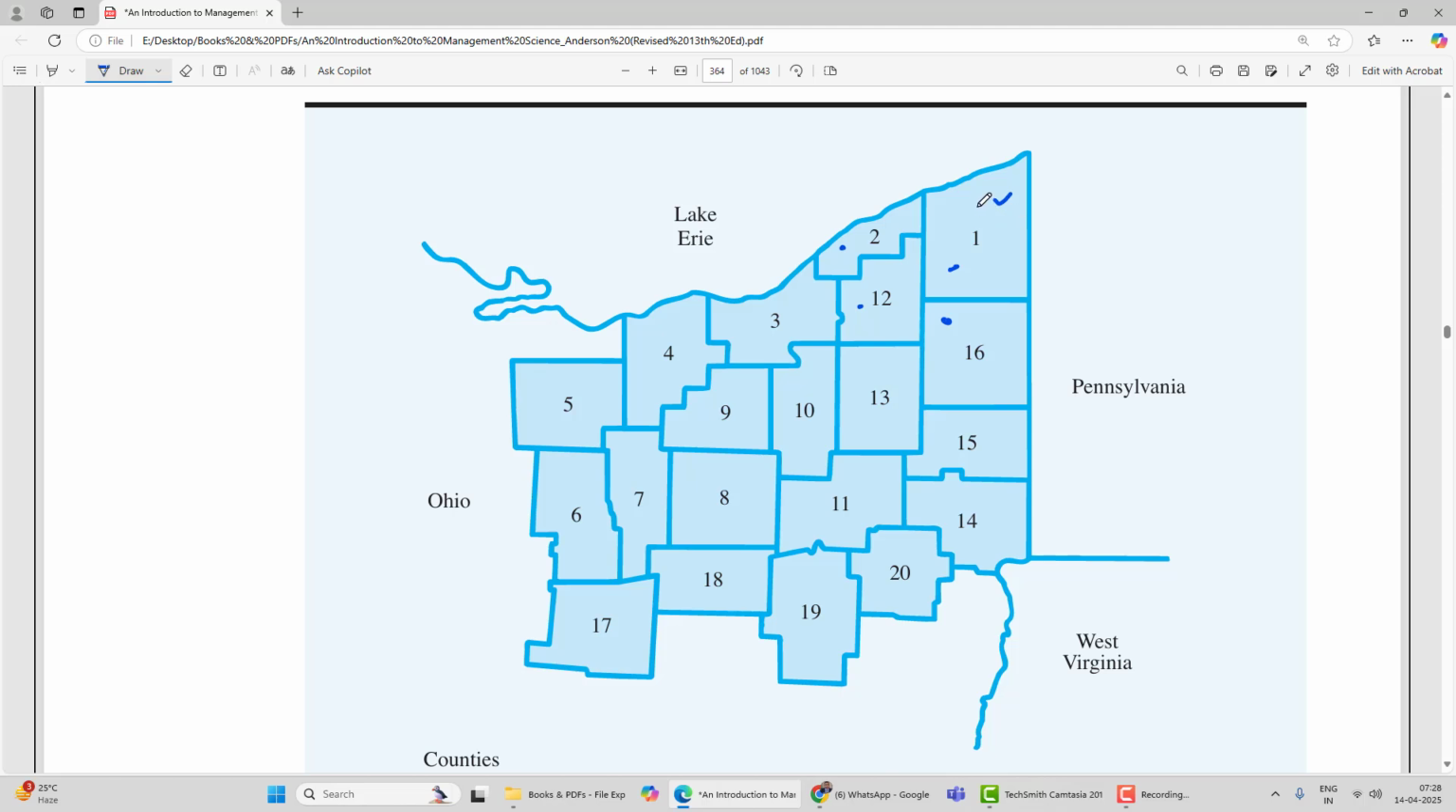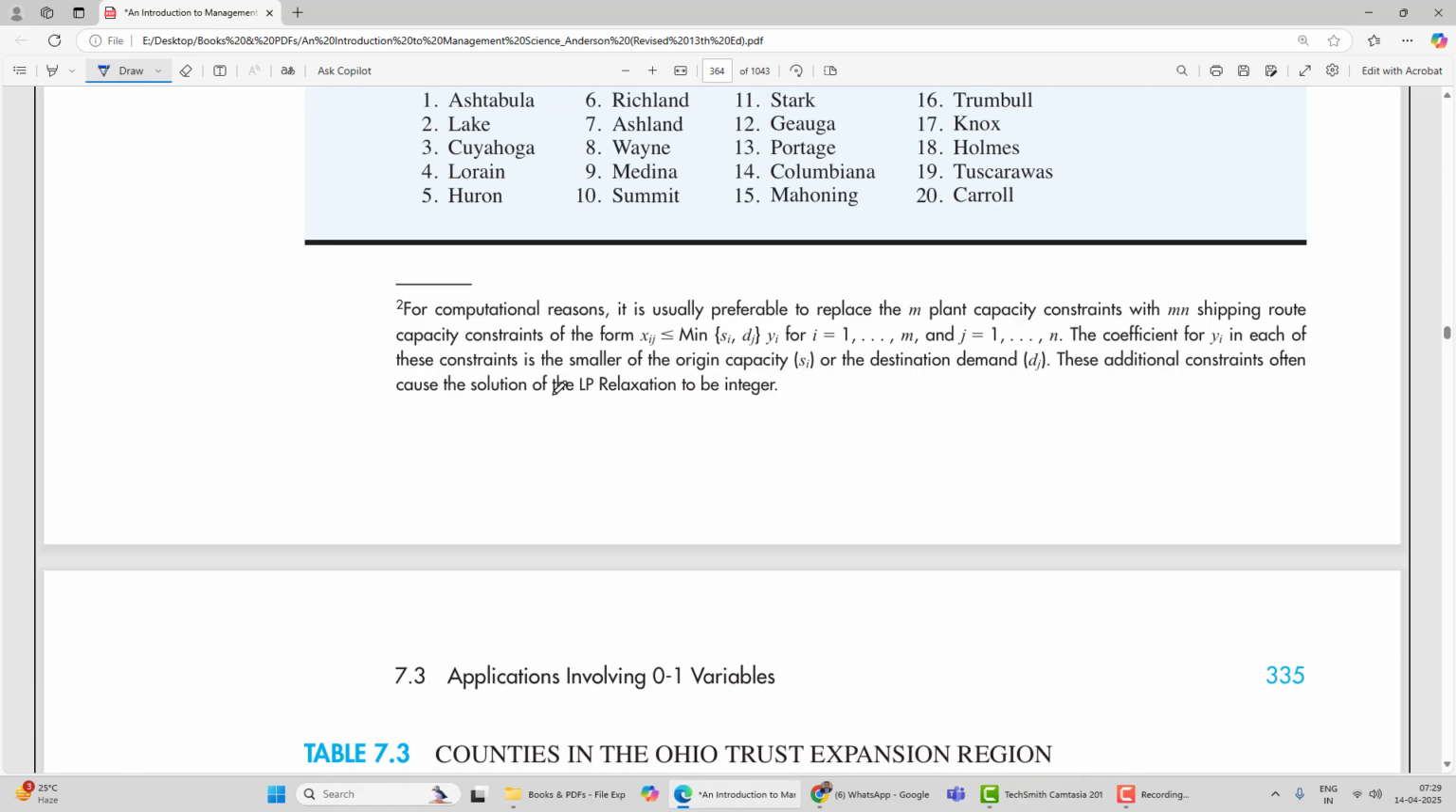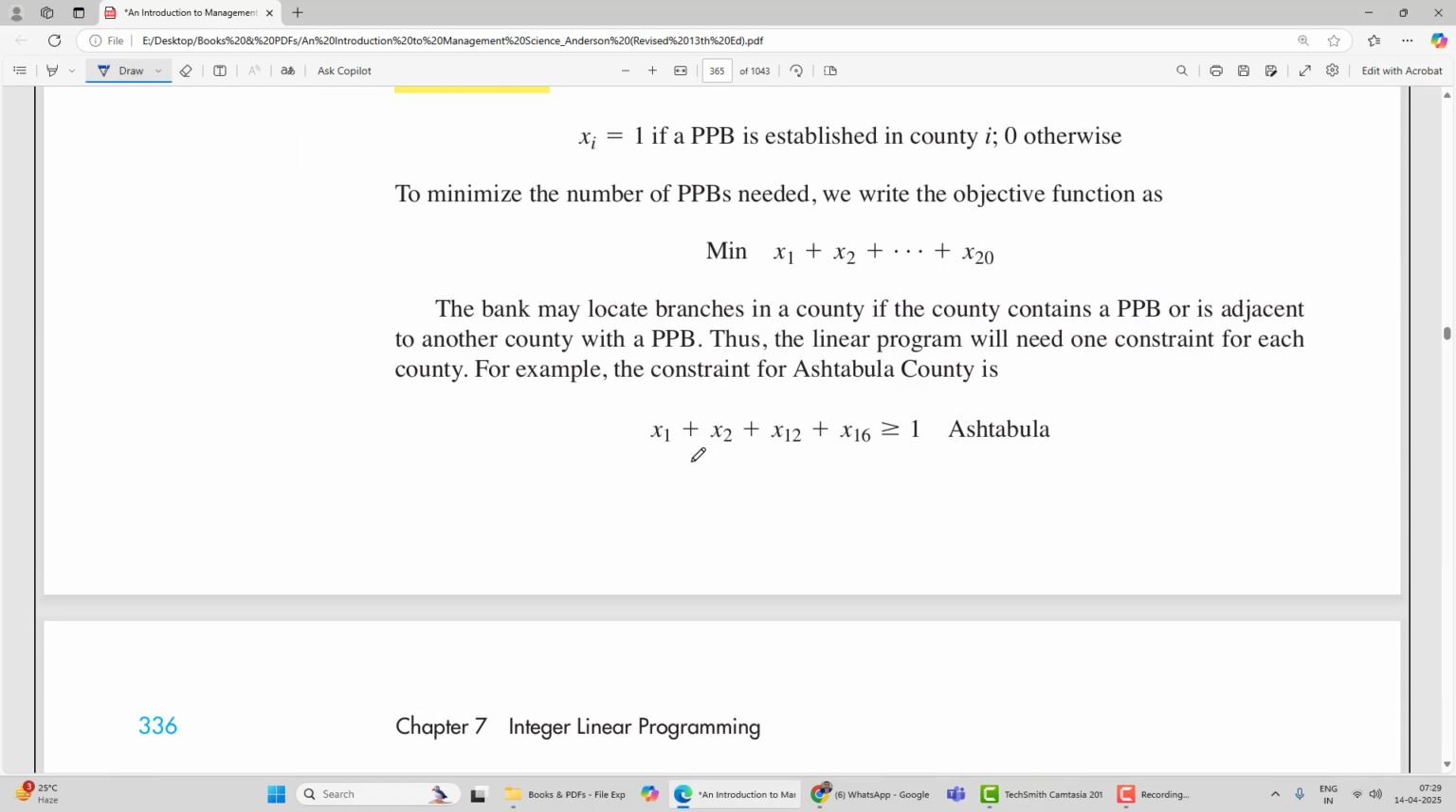To do business in county 1, the PPB requirement is either 1 or 2 or 12 or 16. Even if there are PPBs in both, that will do, or PPBs in 4 also, but that will increase our total cost. But we have another equation, our objective function, that will take care of minimization. Currently, we are trying to establish the constraint that to do business in county 1, x1 plus x2 plus x12 plus x16 should be greater than or equal to 1, because if you have any of these, the sum will be greater than or equal to 1, for example 1 0 0 0, or 1 1 0 0 2.